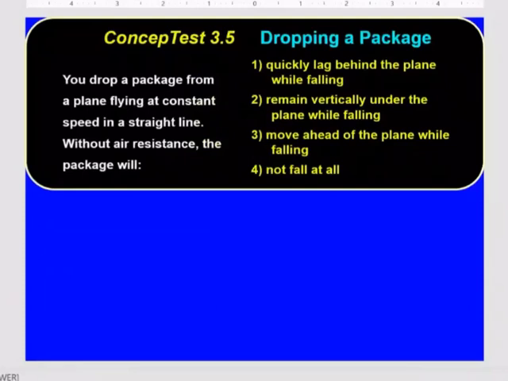This one is a classic. Like, I did this when I was in college. What we have here is a plane that's flying at a constant speed in a straight line, and it drops a package, and we're going to ignore air resistance, and the question is, where is the package going to land relative to the plane?